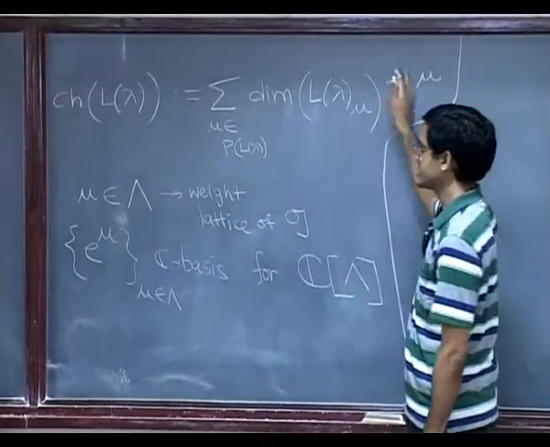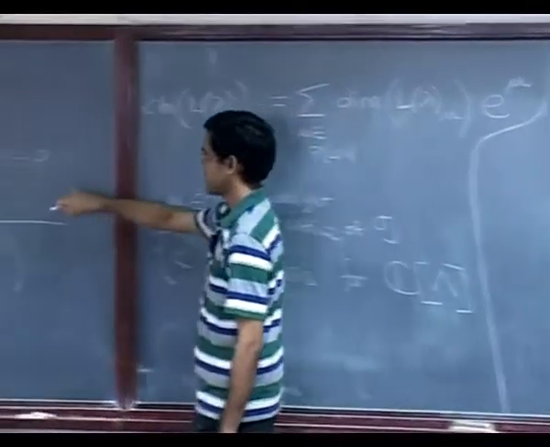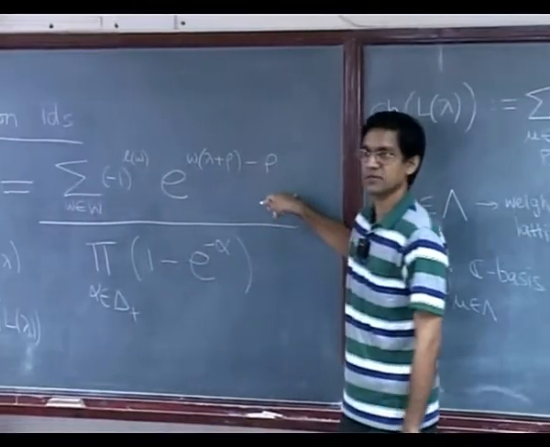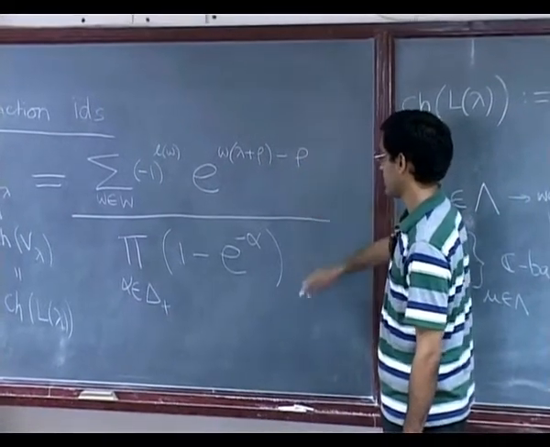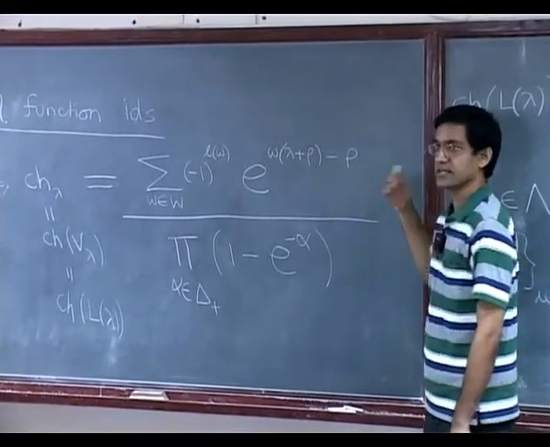The character of L lambda by its definition lives there, and you can notice that the things on top and bottom also live in the same space. This is in C of lambda, and that is also in C of lambda, and what we are doing is now, it is a ring, C of lambda.